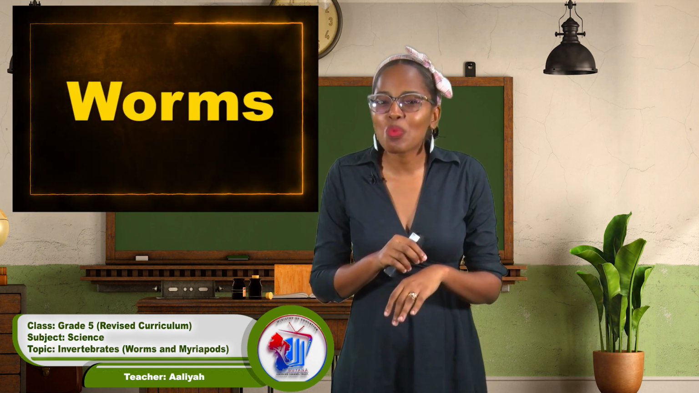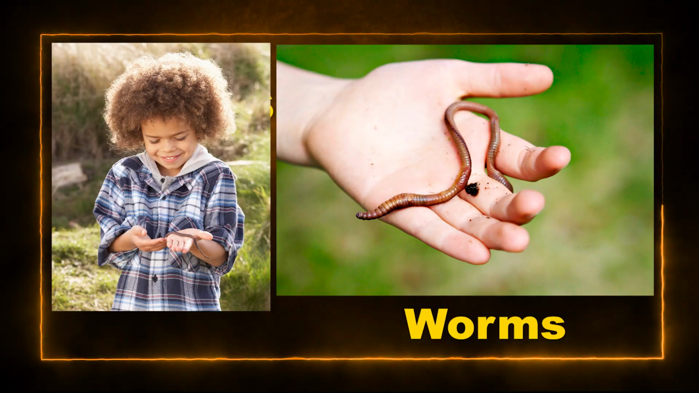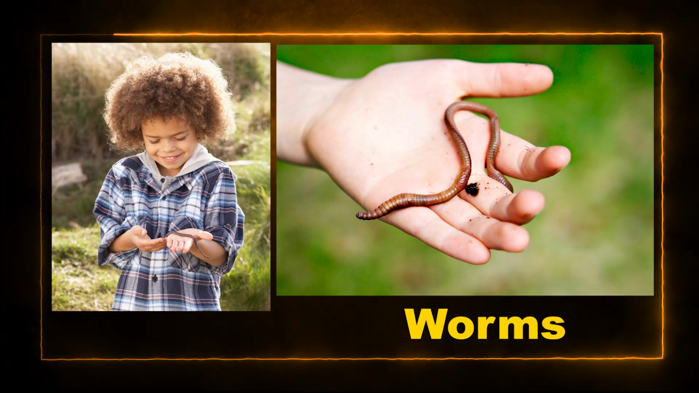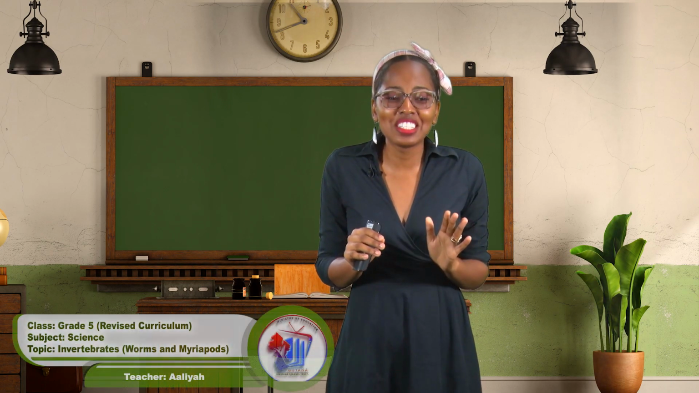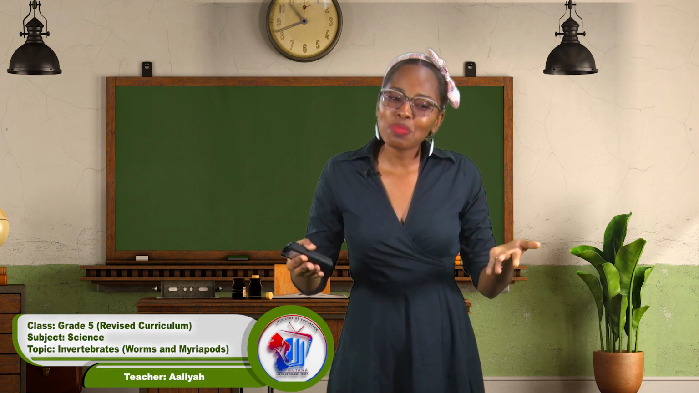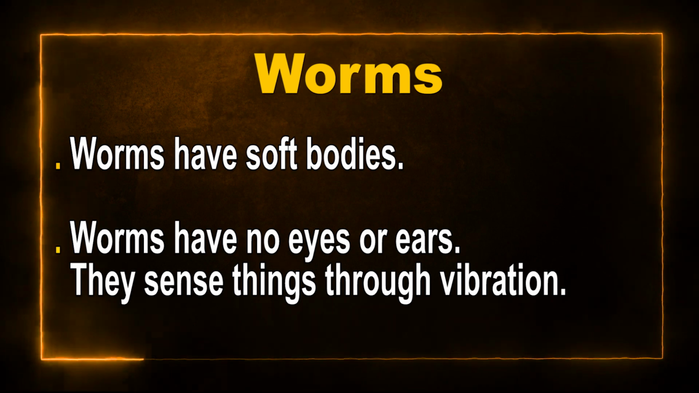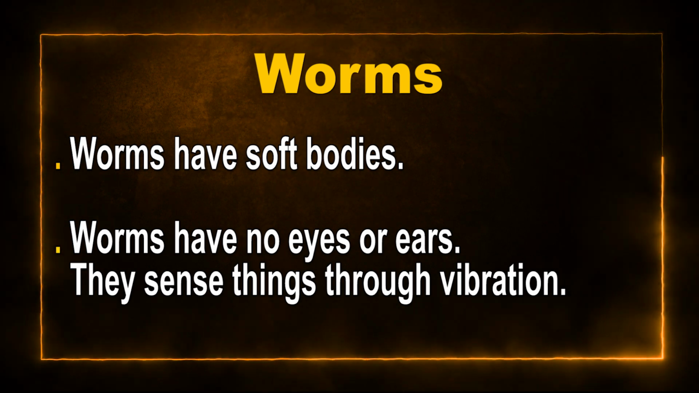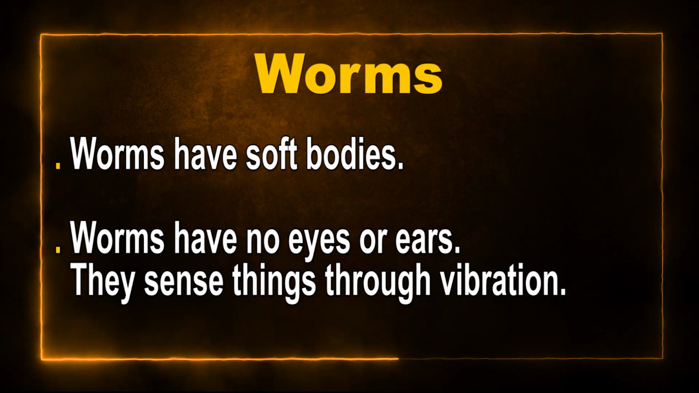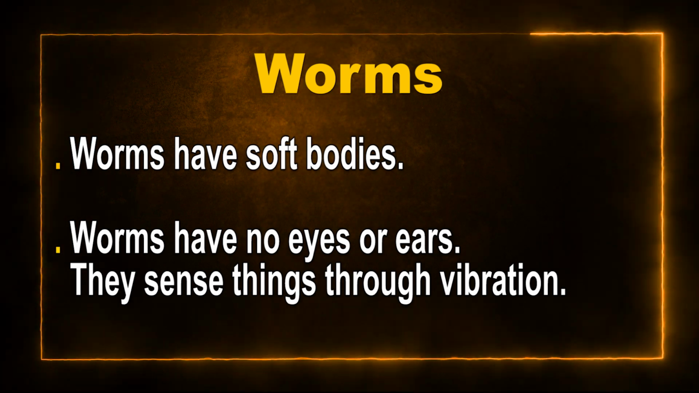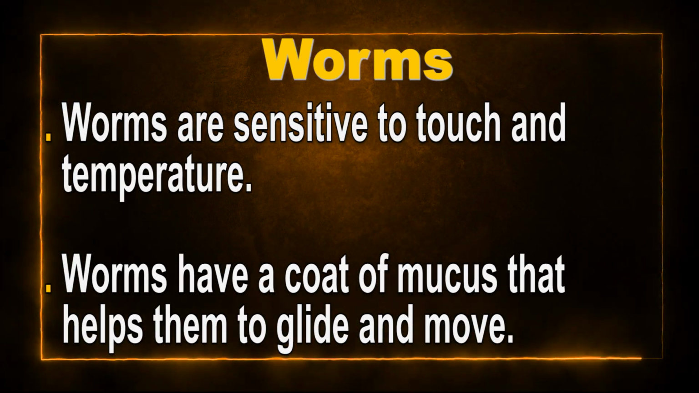Have you ever touched a worm before? I have, and I did not like it. Worms are so soft and squishy, and they're always moving. It gives me chills. Anyways, as mentioned, worms have soft bodies. Did you know worms have no eyes or ears, but rather they sense things through vibration and touch? You see, worms are sensitive to touch and temperature.